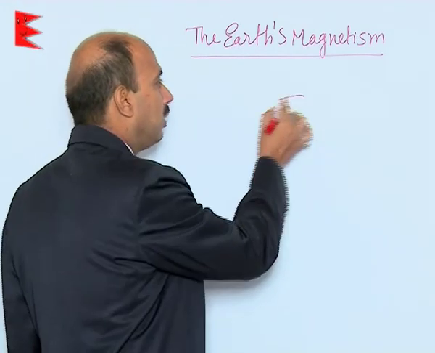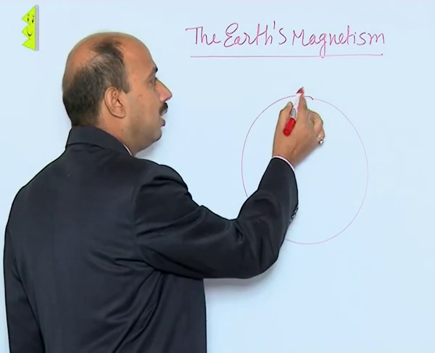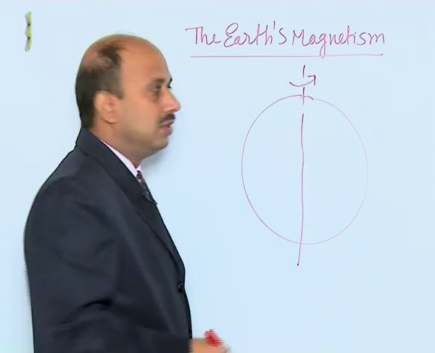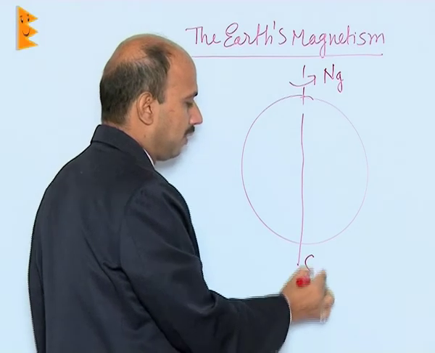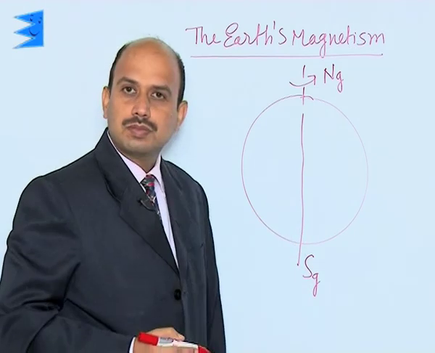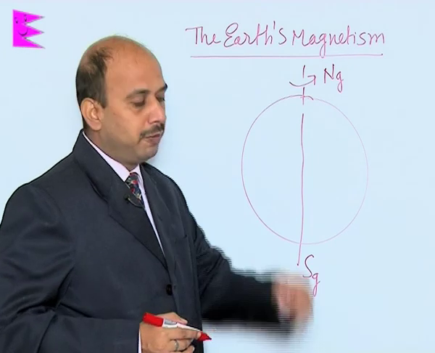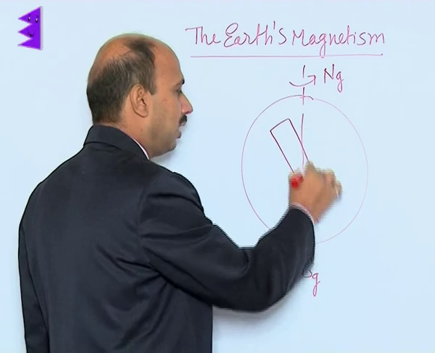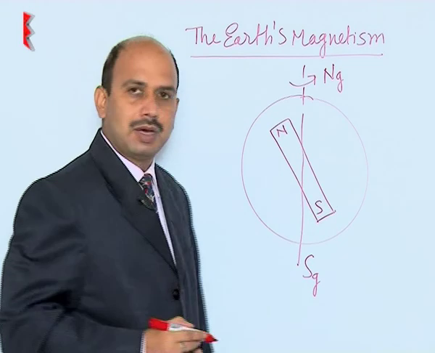So if you consider the Earth like this, and it is rotating about this axis, this is called geographic north and this is called geographic south. So these two are the true north and true south. And now if you take a bar magnet and suspend it with the help of a thread, freely suspended, then the bar magnet aligns in this direction. This is the north pole of the bar magnet, this is the south pole of the bar magnet.